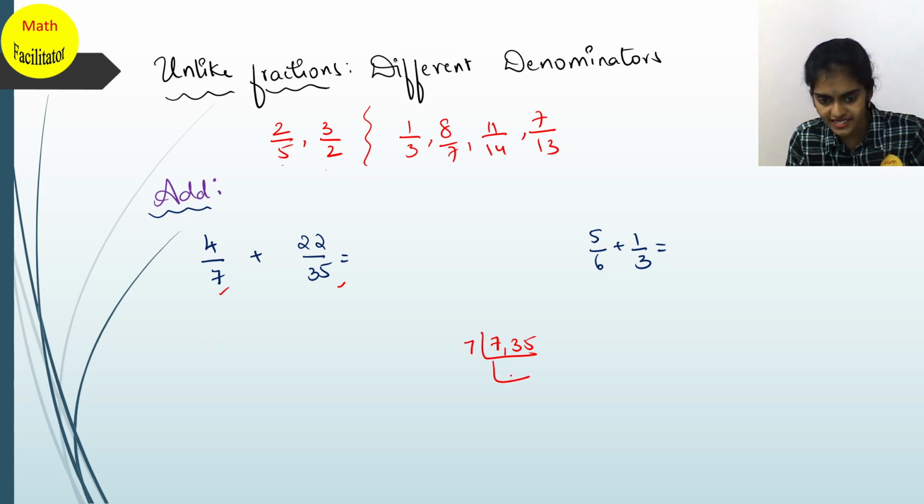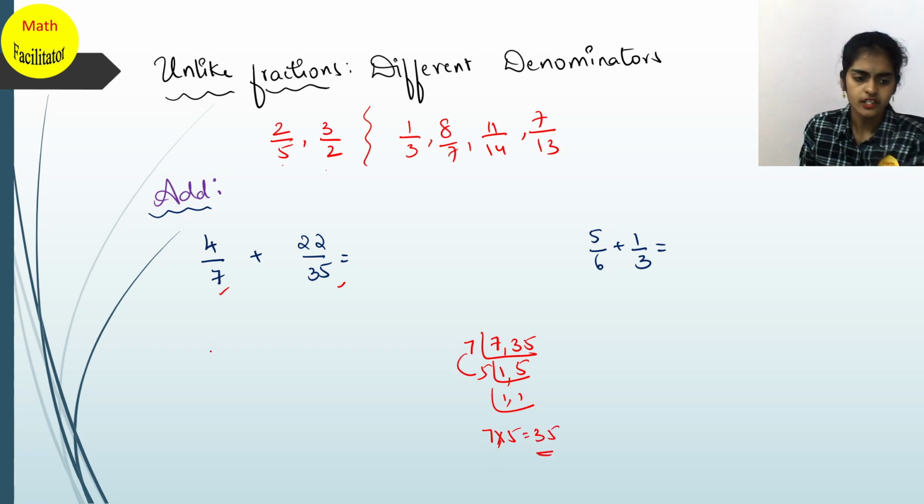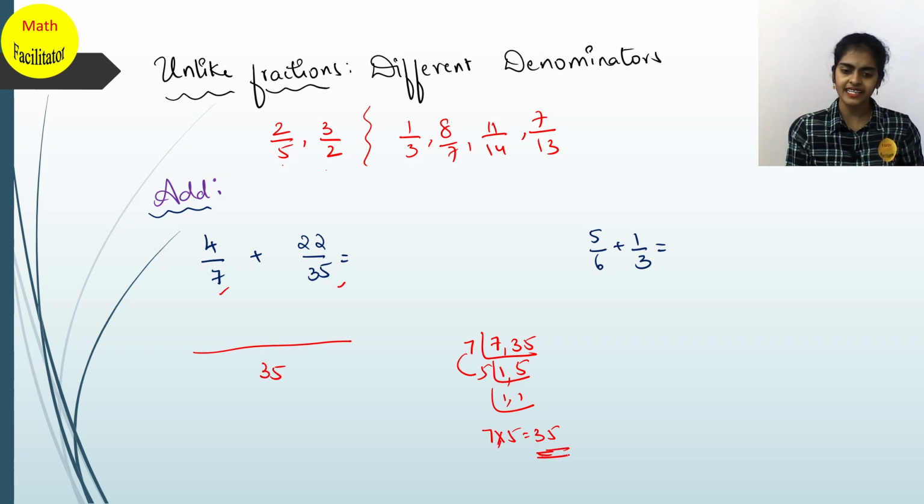LCM is 7 ones are 7. Okay. 7 fives are 35, 5 ones are 5. So LCM of 7 and 35 is 7 into 5. Okay, 7 into 5. So you are getting it as 35. Okay, so LCM is 35. The LCM you will write as the denominator. Whatever LCM you are getting, this you will write as a denominator.